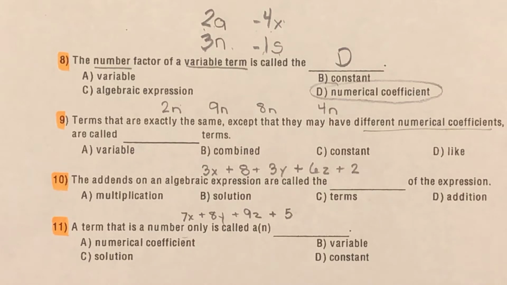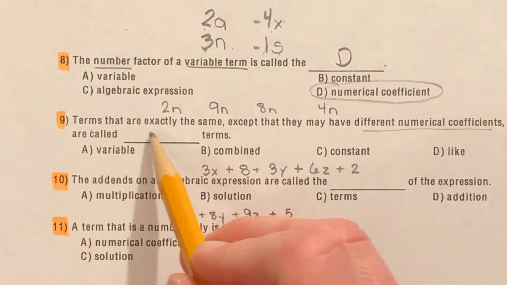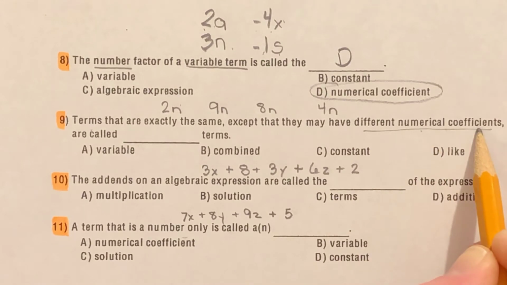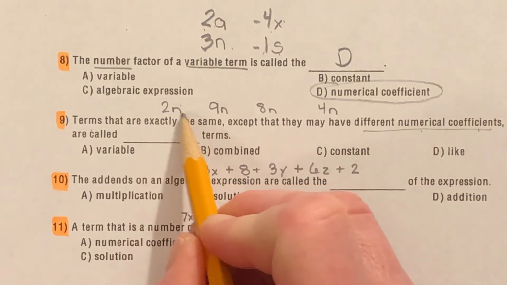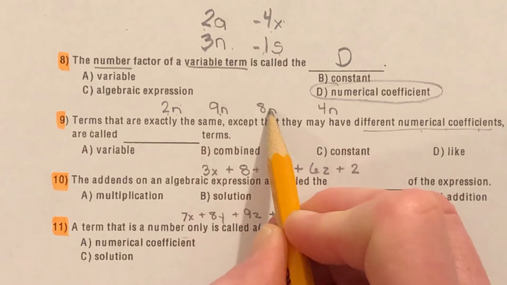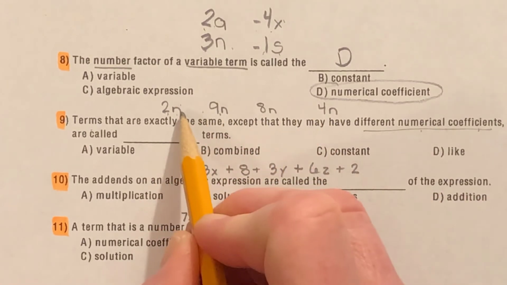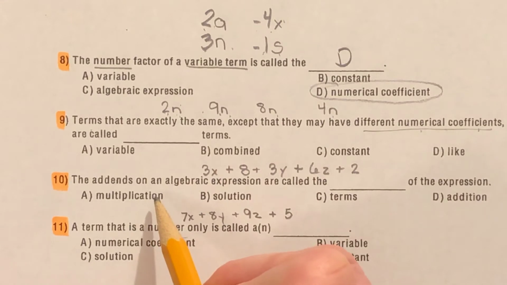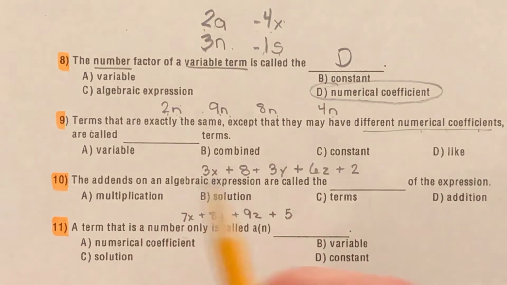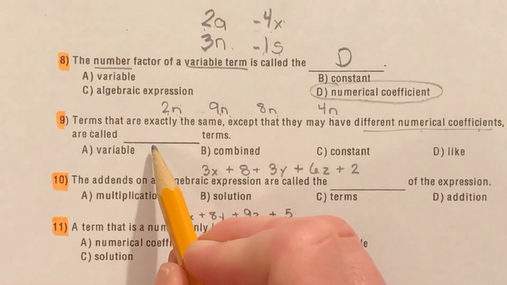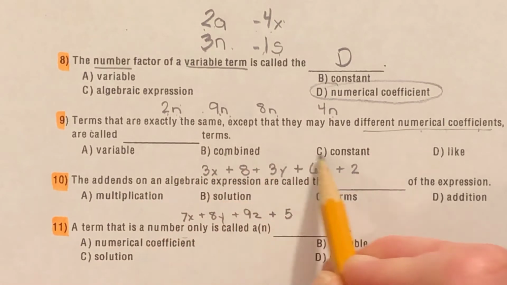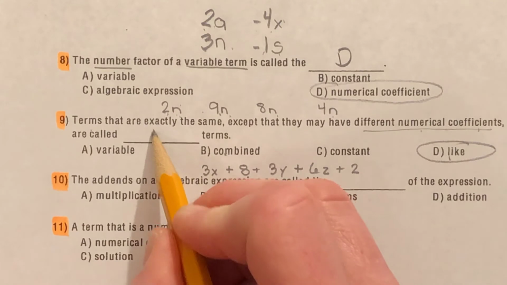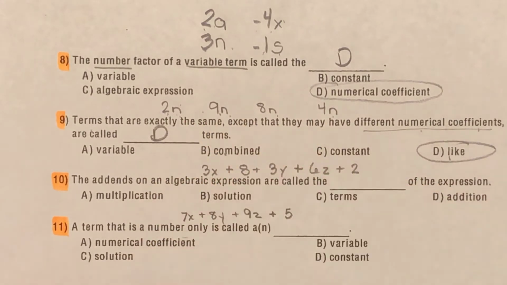Number 9, terms that are exactly the same except they have different numerical coefficients are called... So these are all the same except each one has a different coefficient, right? But the rest is exactly the same. Yes, they're variables, but what is it about them that's exactly the same? What do you call them? They are called like terms. You add them together because they're like terms.